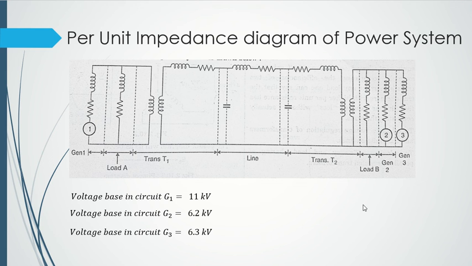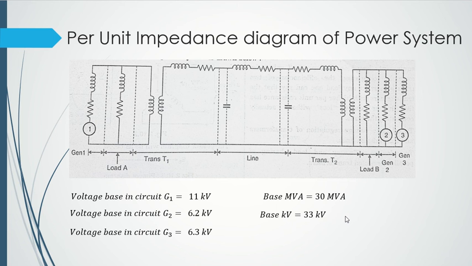Now let's quickly take the proper base MVA or kVA for my whole system. Let's take 30 as the base MVA, and let's take 33 as the base kV. So let me write it down first. I have mentioned here we are taking the base MVA as 30 MVA and the base kV as 33 kV.